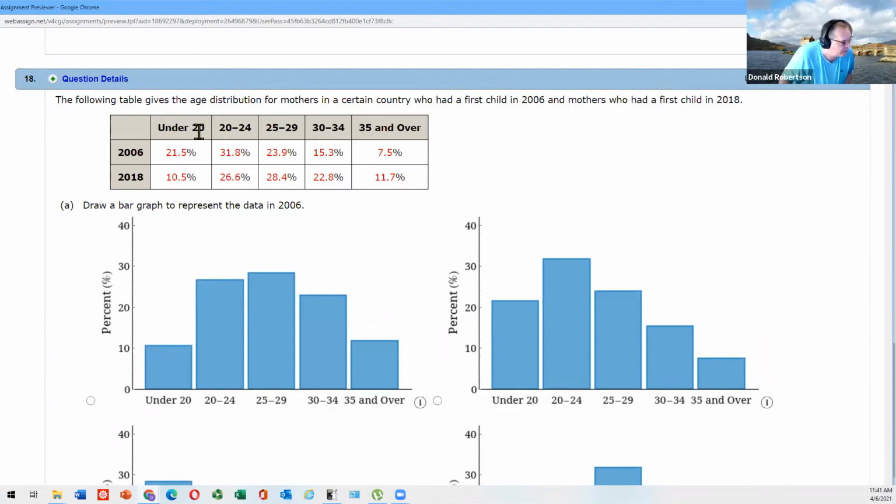So these happen to have numbers in them, but couldn't we just say young mothers, slightly older mothers, old mothers, and so on and so forth? You could put other labels on them. So just because you see numbers doesn't mean it's quantitative. It is still categorical data. And these are the percentages in that group.